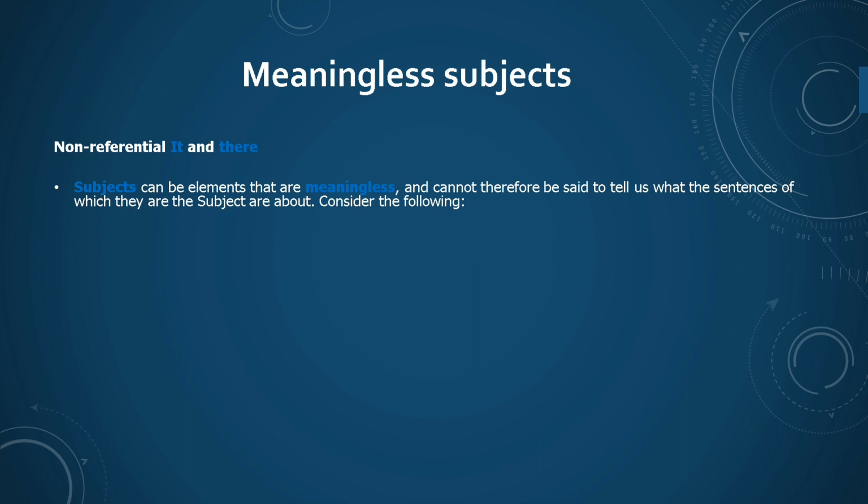So subjects can be elements that are meaningless and cannot therefore be said to tell us what the sentence of which they are the subject is about. So look at these examples. The first, it is raining in England. Look at the subject. It is it. Does it have any meaning? Of course not. It is meaningless. It doesn't make sense alone, and it doesn't refer to anything. So that's why we can say this it is a meaningless subject. It is non-referential. Why? Because it does not refer to anything previously mentioned.